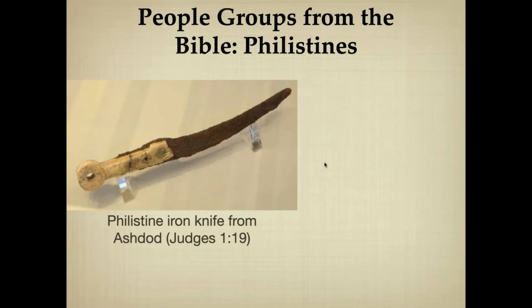And another very interesting thing is here, an iron knife from Ashdod that was excavated from the Philistines. Judges 1:19 brings out the fact that the Philistines were ahead of the Israelites technologically. They knew how to make iron and to work iron, and the Israelites did not know how to do that. So they had somewhat of a technological advantage. And here's an illustration of that.